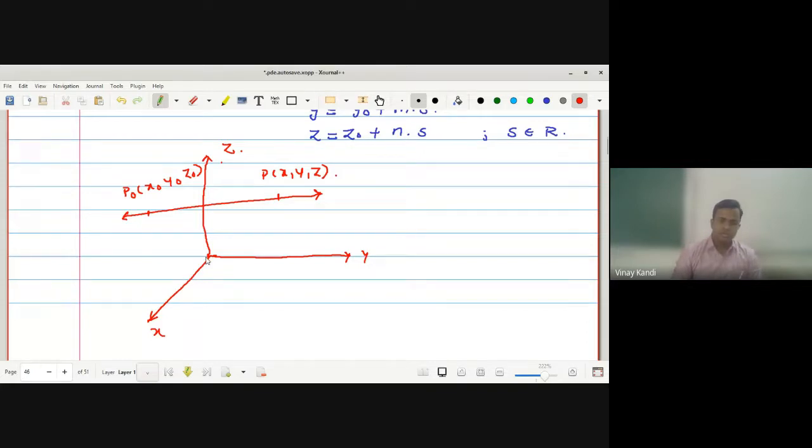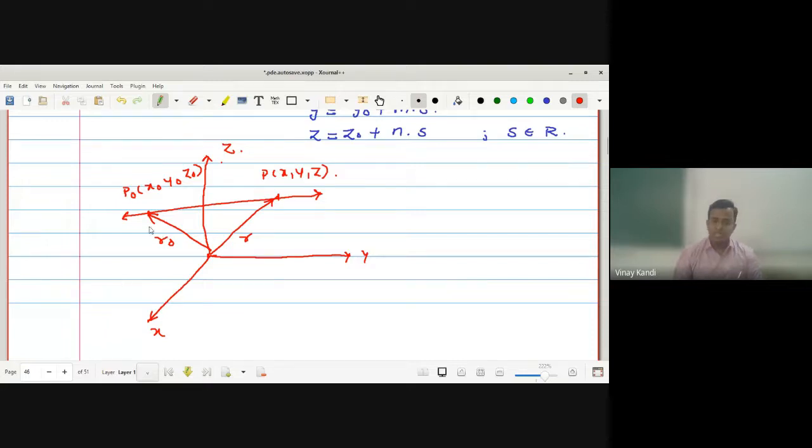Join this one and this one. Suppose this is R naught and this is R. To find the equation of a line, you must know one point on the line and the direction of that line. Using the point (x naught, y naught, z naught) on the line and the direction vector v bar (a, b, c), our aim is to find the equation of the line L, which goes through the point P naught and is parallel to v bar.